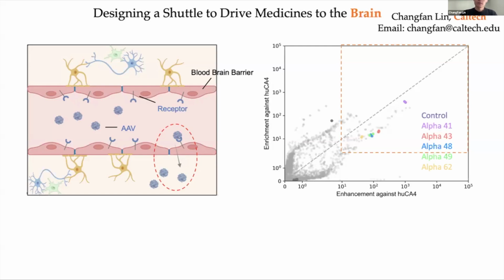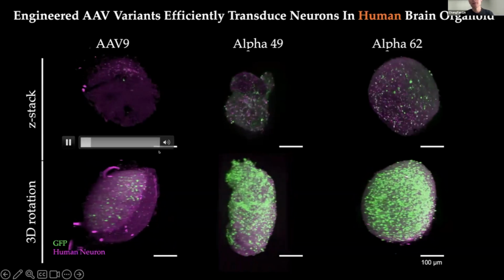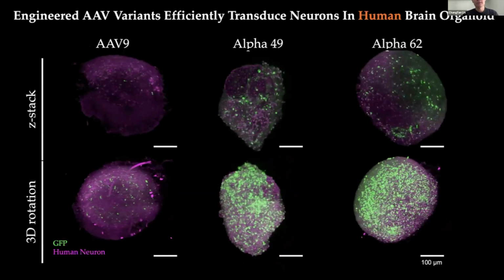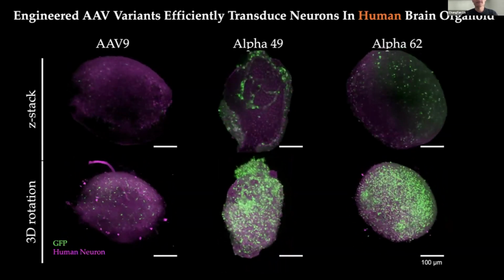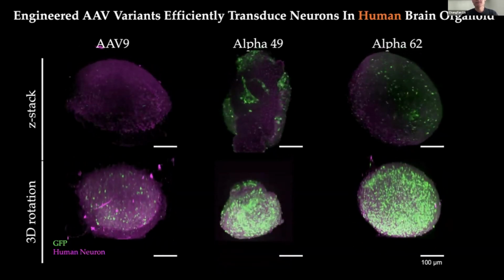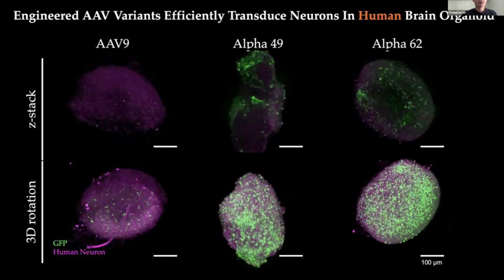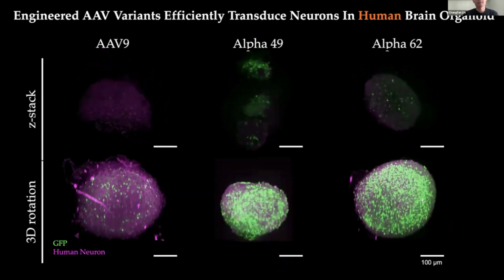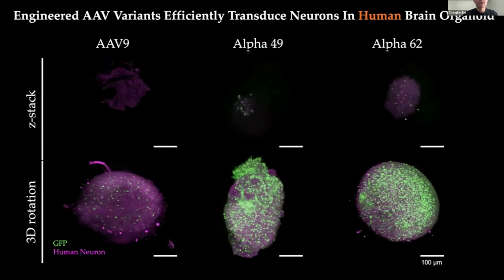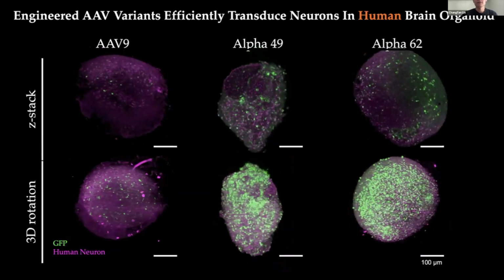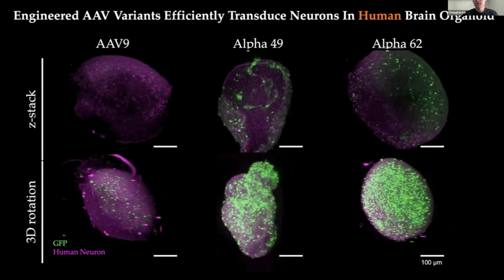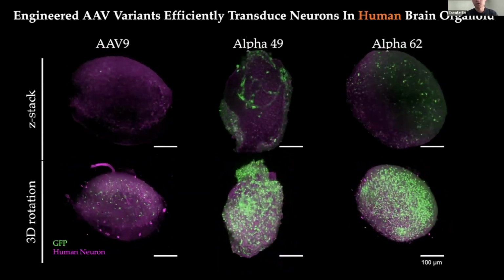After that, we are doing in vitro tests to make sure they cross the BBB better. And we also test them in brain mimics, which is an in vitro model of the human brain. As you can see, the green dots are delivered by the AAV. Compared to the control, the wild type, the natural AAV9, our engineered AAV has better broad coverage of the whole brain and is also more efficient at crossing the BBB.